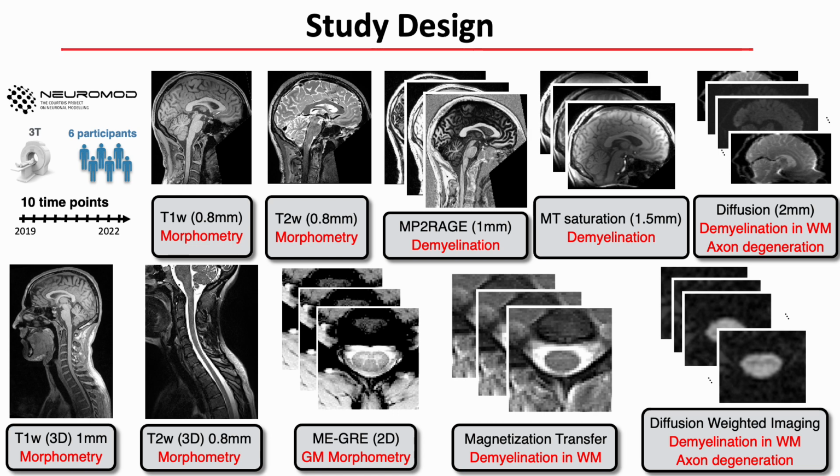It involved scanning on one single 3T scanner, 6 participants, on up to 10 time points over the course of 3 years. We investigated several quantitative measures, including T1, MTsat, MTR, diffusion measures, and some morphological quantitative measures in the spinal cord.